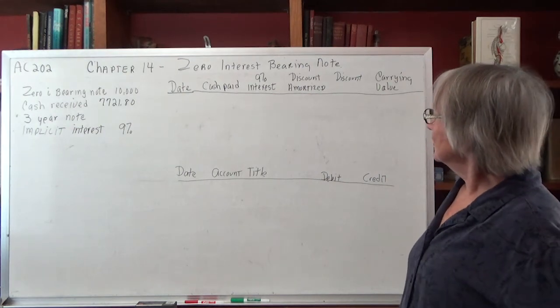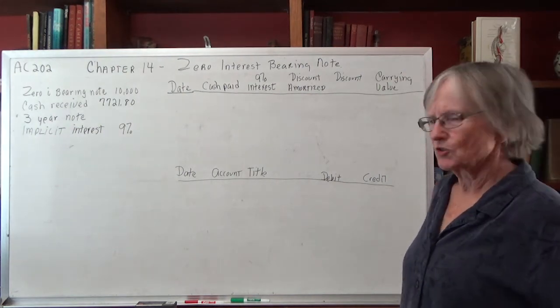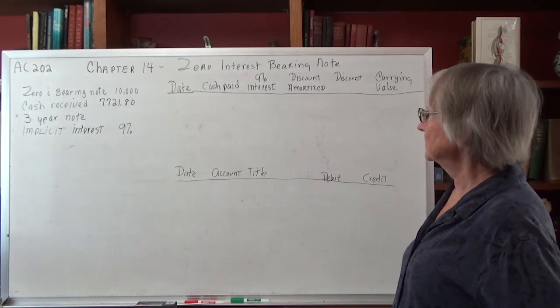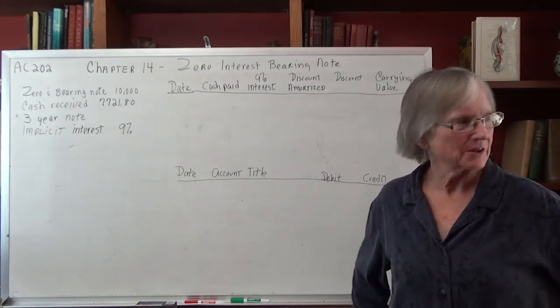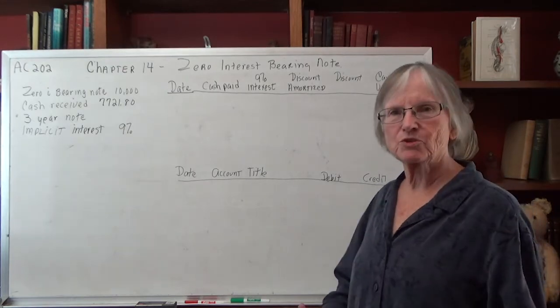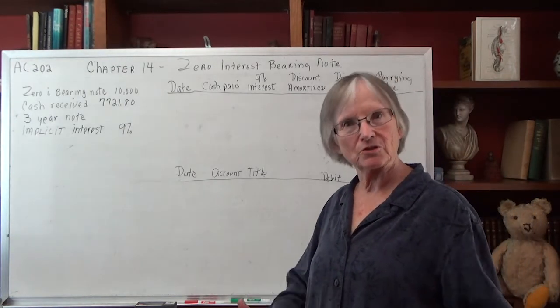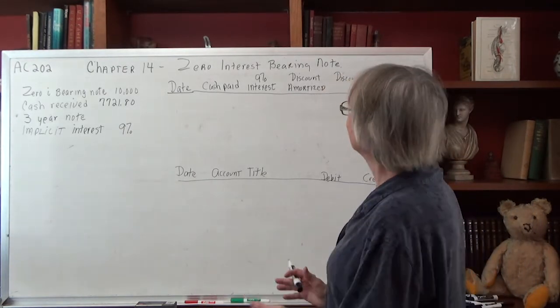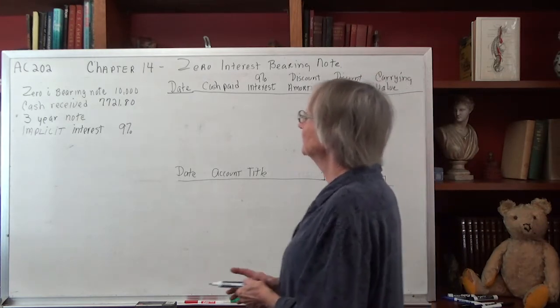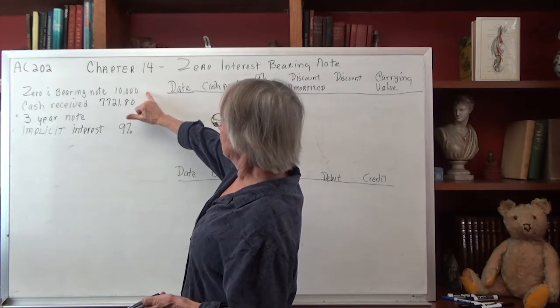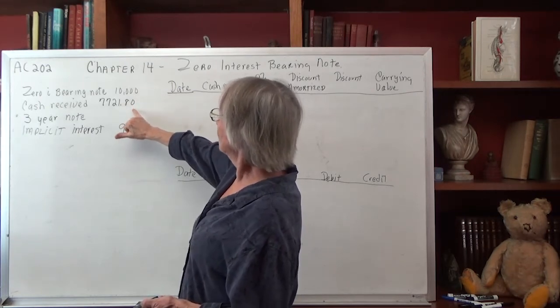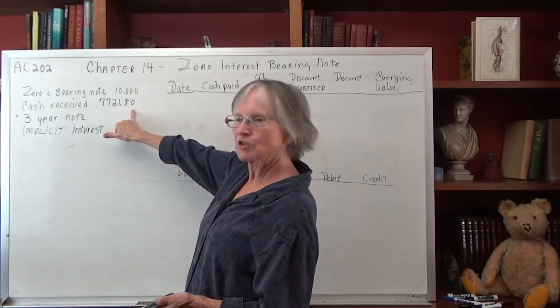So this would be a note that was not issued at face value, and the particular type of note would be a zero interest bearing note. The first thing to know about zero interest bearing notes is that interest is involved. But how does this work? We're going to have to pay back $10,000. That's the face value of the note, but we're only going to receive a portion of it up front.